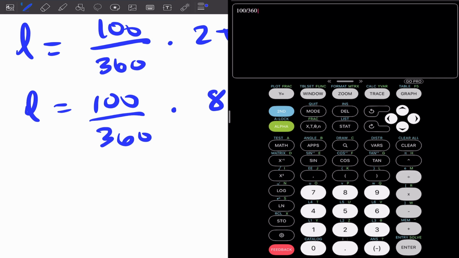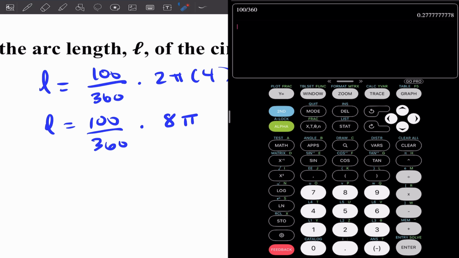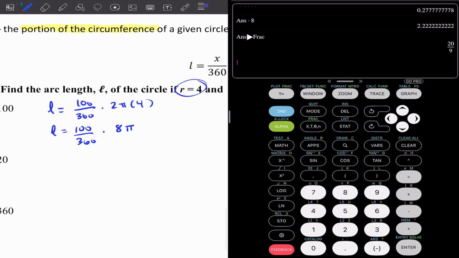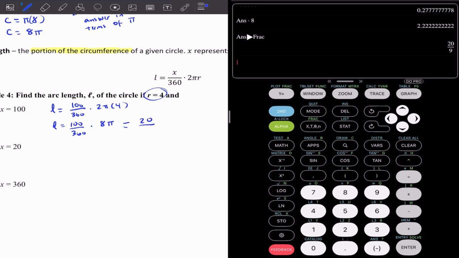So I notice I have that 100 over 360. I can put that into my calculator. I put 100 divided by 360. I'm going to press enter, and I have a decimal. Now, I'm multiplying this by 8. So you're going to press the multiplication button on your calculator and then press 8 and hit enter. Now, notice that we, again, have a decimal. So I'm going to convert that decimal into a simplified fraction. I'm going to press math, enter, enter, and you get 20 over 9.